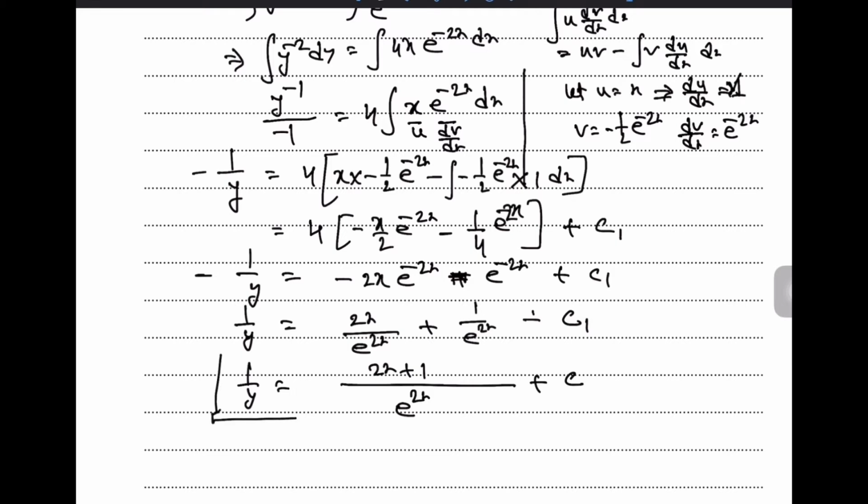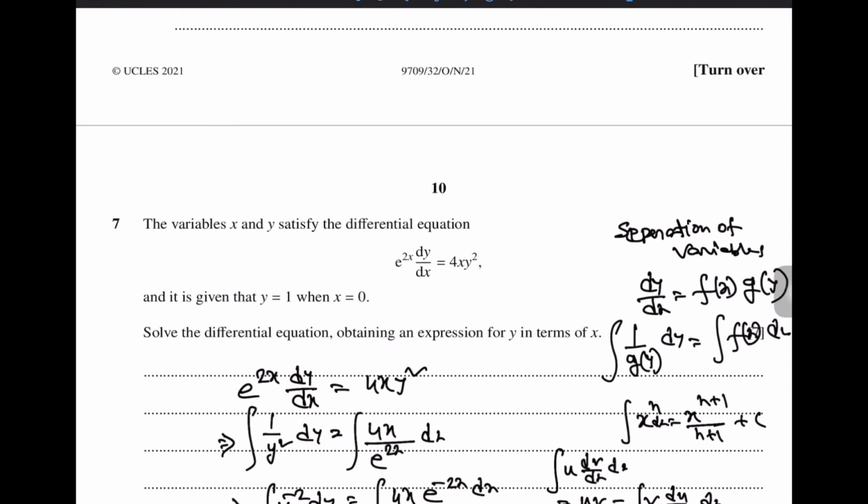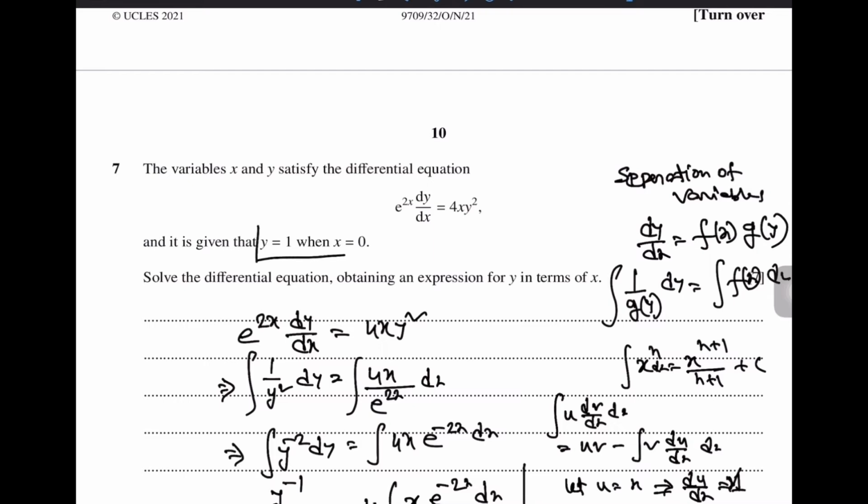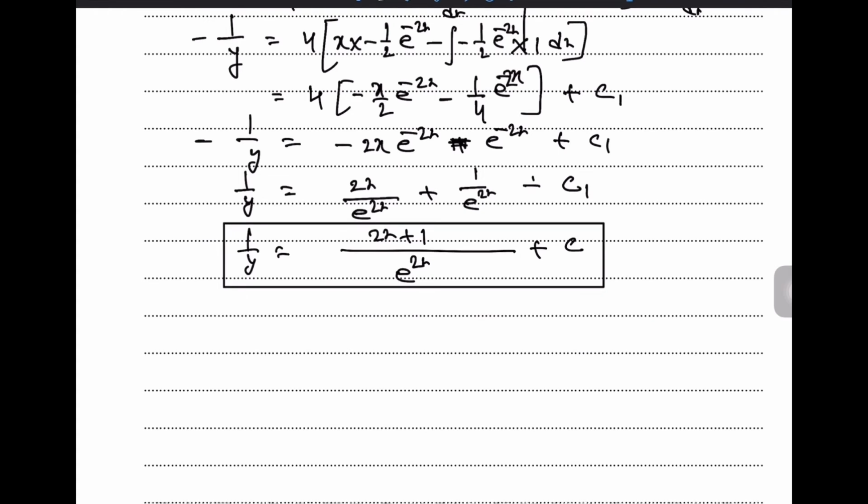So we got the simplified answer for this one, but we need to find the value of c using the condition given in the question. In this question, y is 1 when x is 0. So y is 1, x is 0. Let me use these values. So this is 1, and finally e to the power 0 is 1, 1 by 1. So c becomes 0.